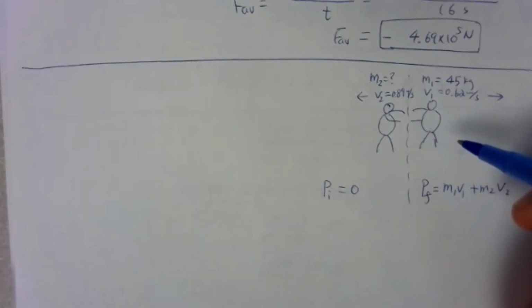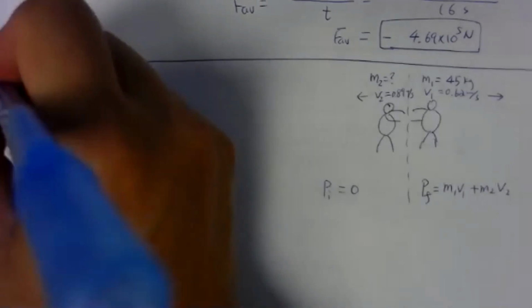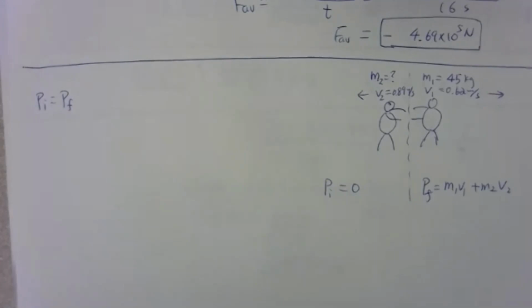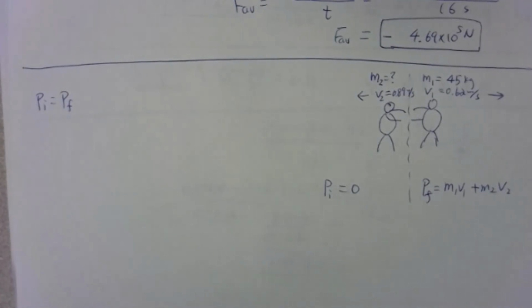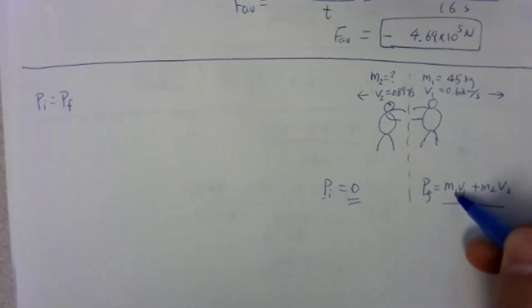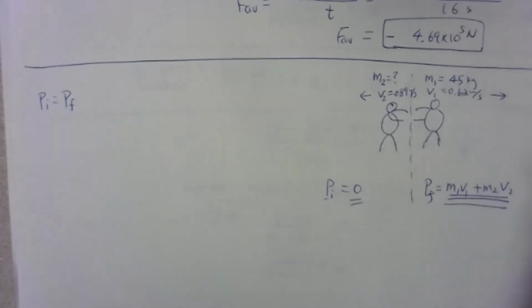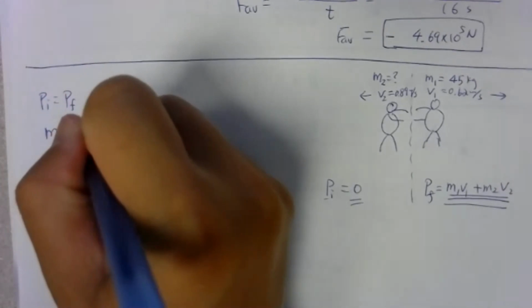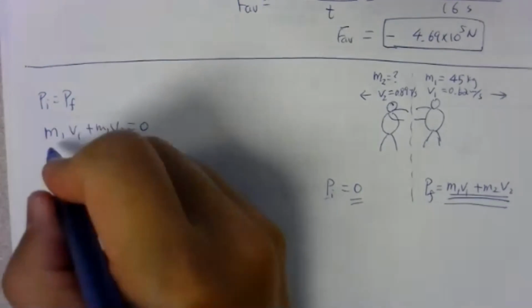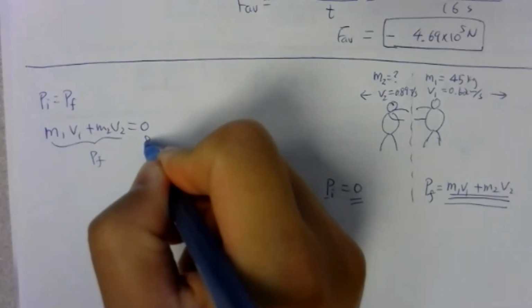Then if they push against each other, the initial momentum should equal the final momentum, because there are no external forces here, all right? So in that case, you can set P initial equal to P final, that means 0 equals M1 V1 plus M2 V2, okay? So M1 V1 plus M2 V2 should be equal to 0. This is the final momentum. This is the initial momentum.